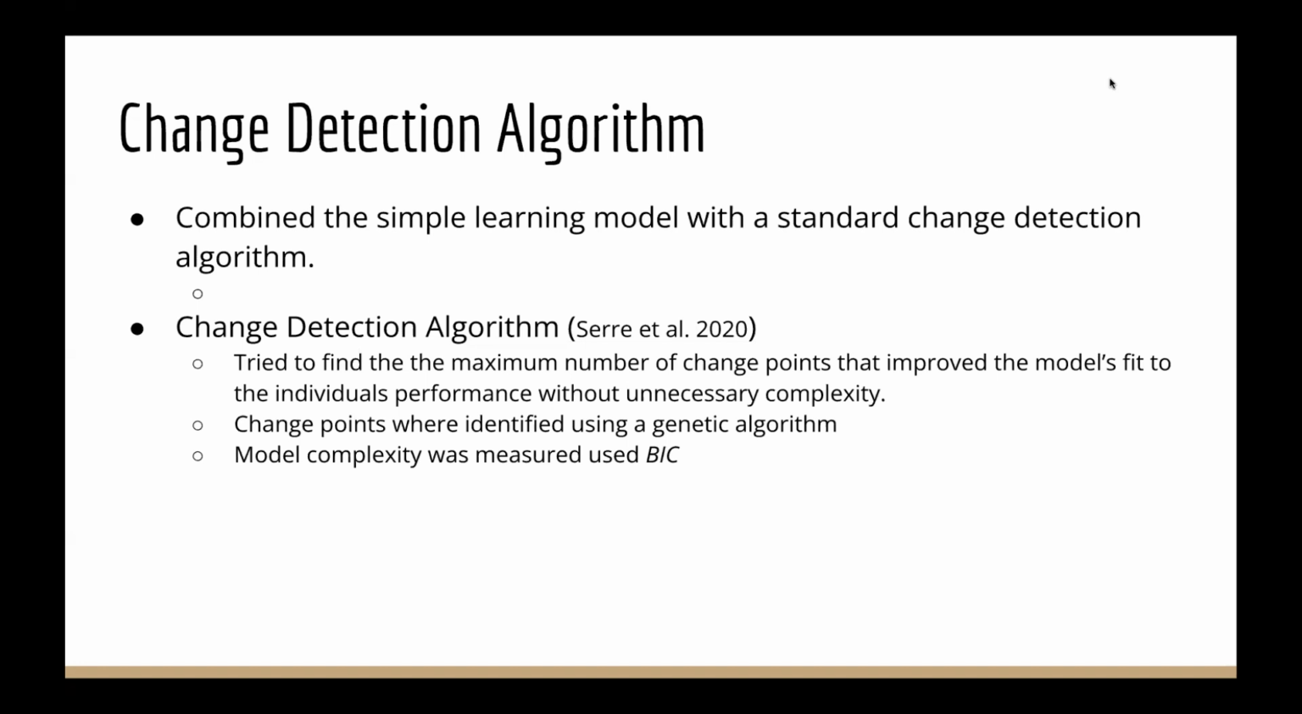Using a change detection algorithm and a simple learning model, the maximum number of change points that improved the model's fit, which could range from 0 to 60, that did not increase the unnecessary complexity of the model, was found. Change points were identified using a genetic algorithm, and the model complexity was measured using BIC. More details about the change detection algorithm and the model fitting procedure can be found in our paper.